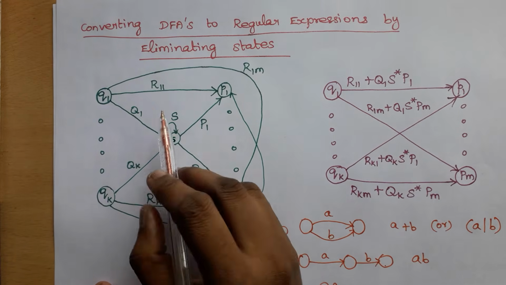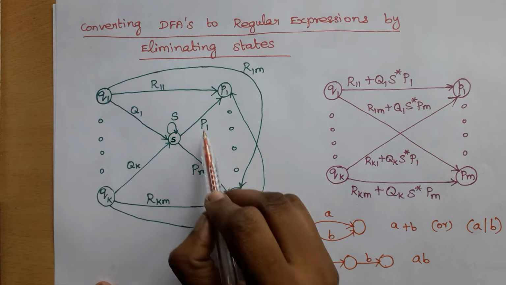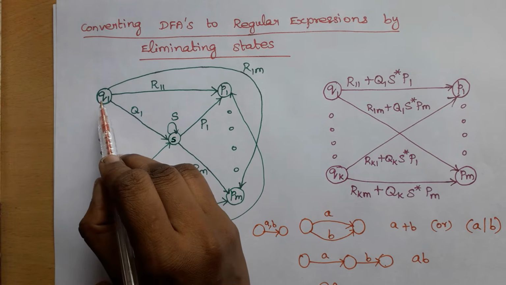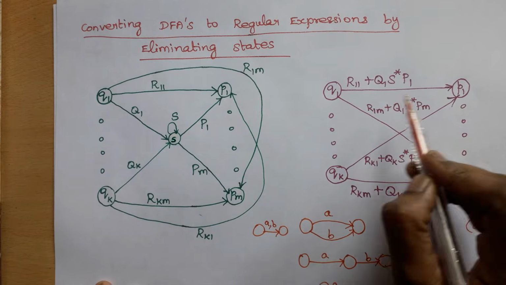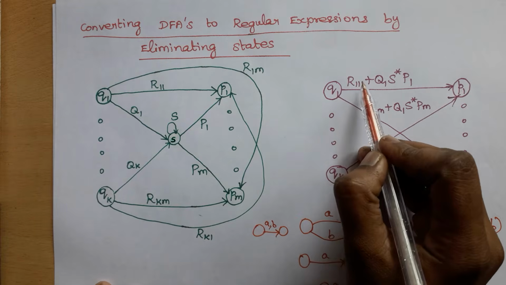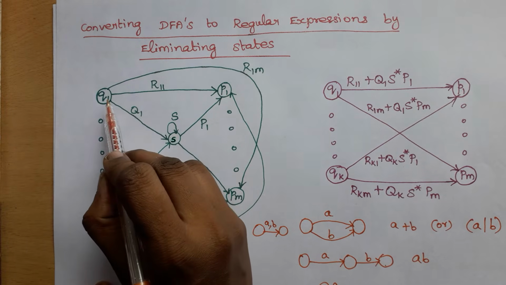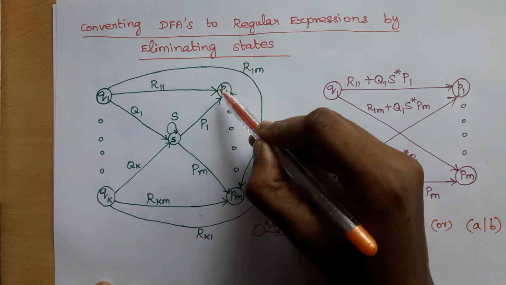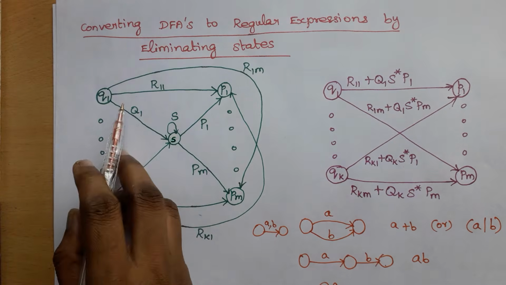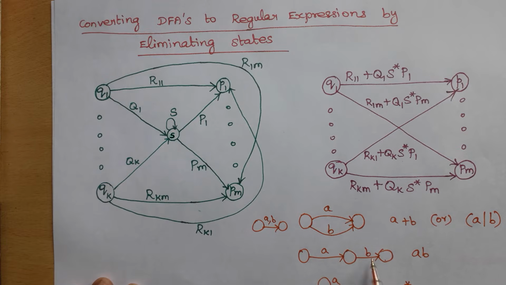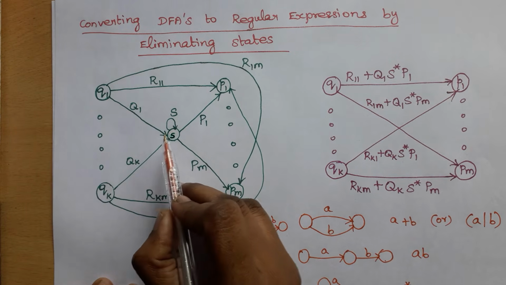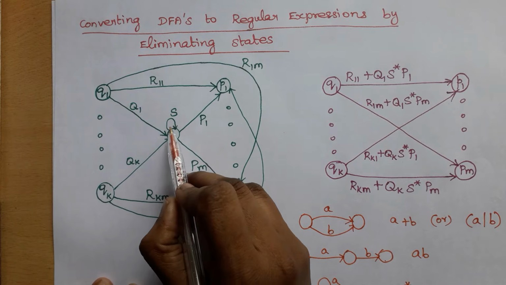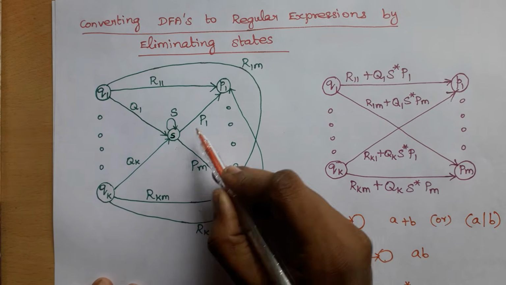So if we want to eliminate state S, all the arcs will be eliminated. Now the arc from state Q1 to P1 should be labeled by the regular expression R11. This is the direct regular expression. So we will follow this path, and one more path is also there. How to write this? If we have a transition diagram like this, we concatenate the symbols: Q1 followed by any number of S, so S star, then P1. That is Q1 S star P1.